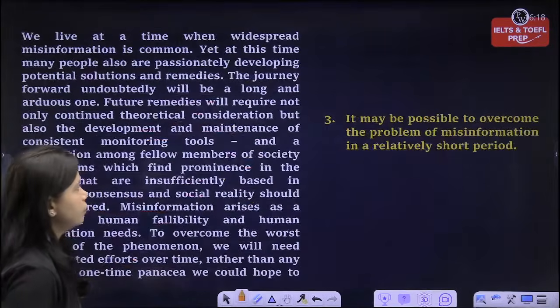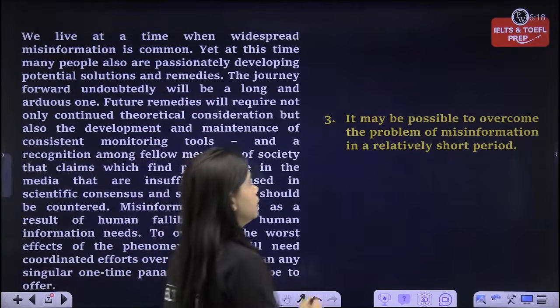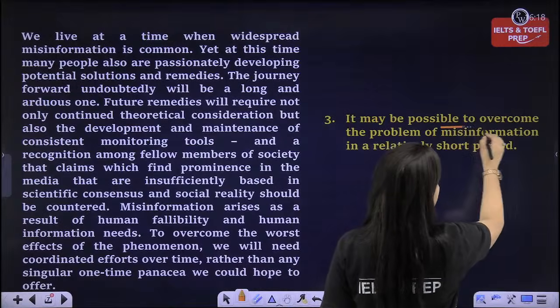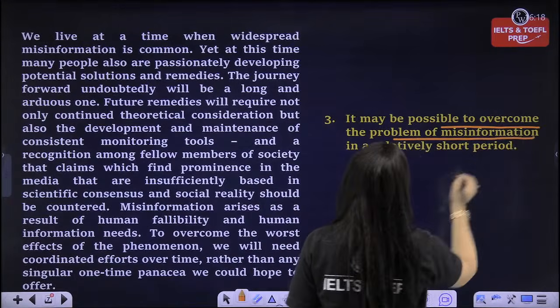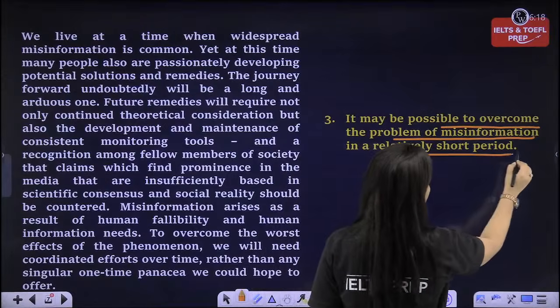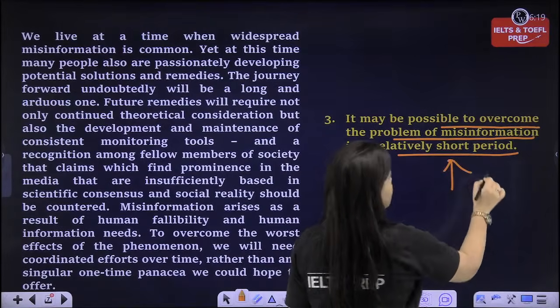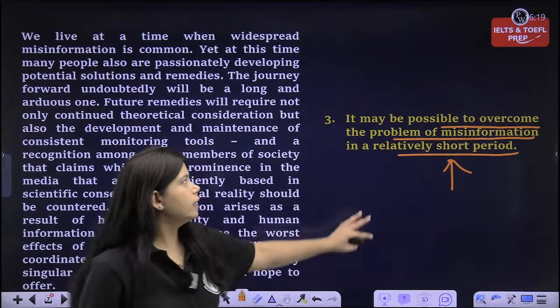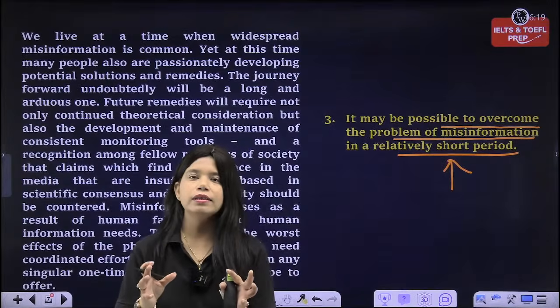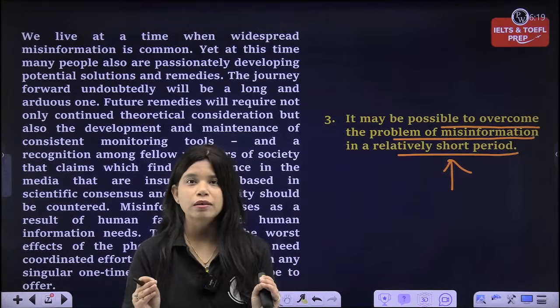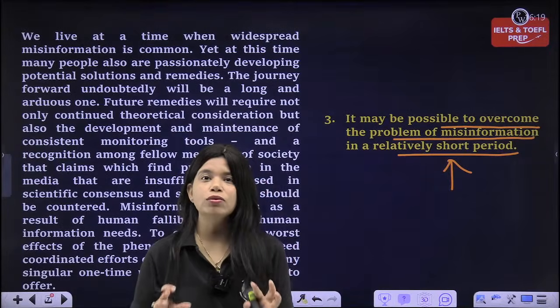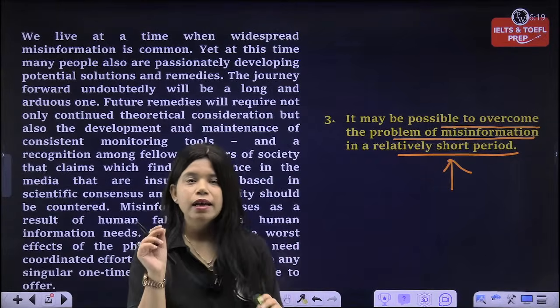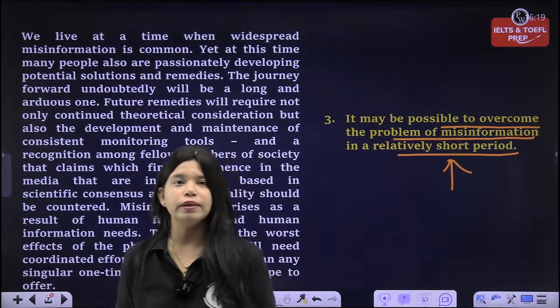Moving on, the third question. It says, it may be possible to overcome the problem of misinformation in a relatively short period. Okay, I have already underlined and divided this lengthy sentence into smaller chunks. All you need to do is verify these three chunks of information from this passage. And once again, I'm giving you 2 minutes for that.